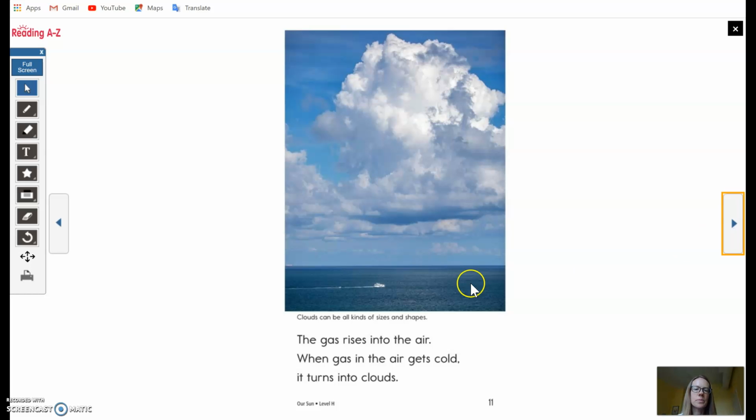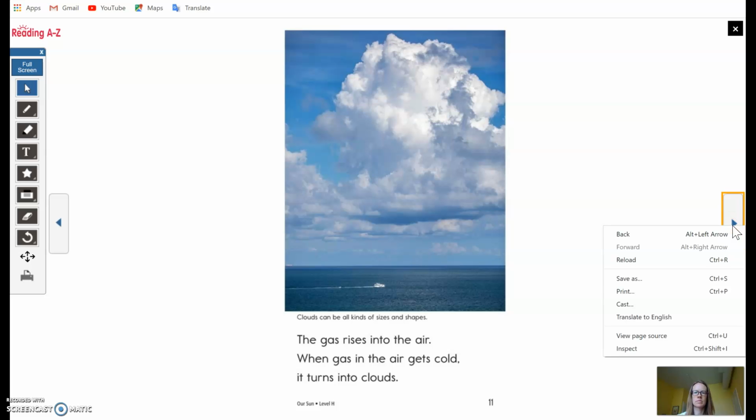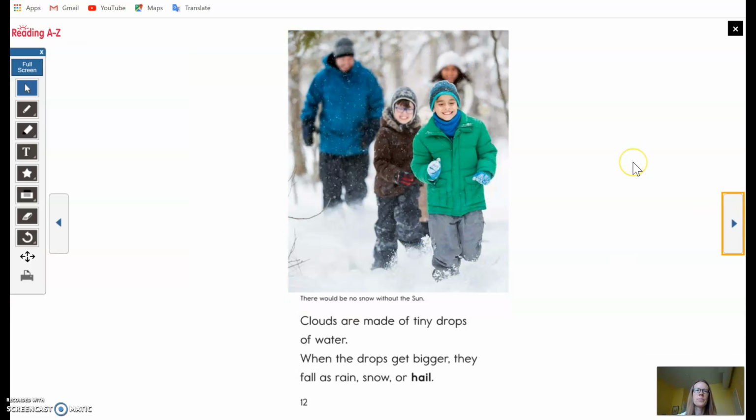Let's read together. The gas rises into the air. When gas in the air gets cold, it turns into clouds. You read.